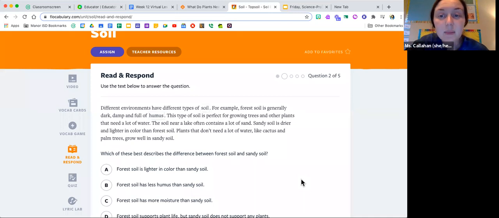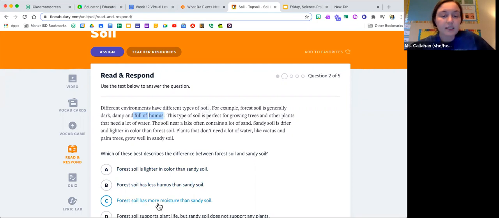Okay, well, let's think about forest soil, right? It says forest soil is generally dark, damp, and full of humus. Okay, then if we think about sandy soil, it says that it is drier and lighter in color than forest soil. Okay, so it says forest soil is lighter in color than sandy soil. That's not true because we literally just read that sandy soil is drier and lighter in color than forest soil, right? Now B says forest soil has less humus than sandy soil. It says full of humus right here. So that can't be the correct answer choice either.